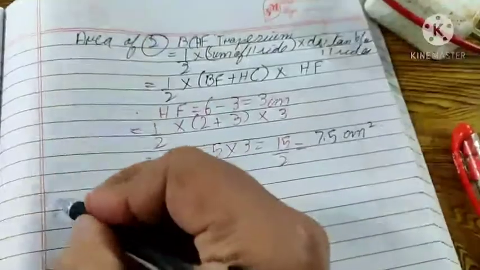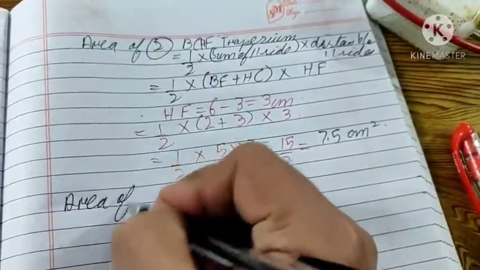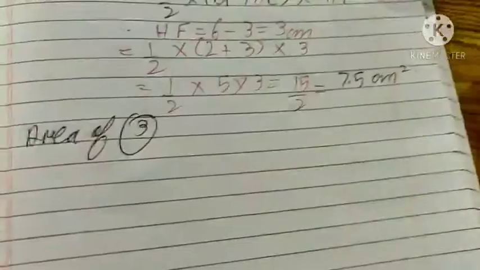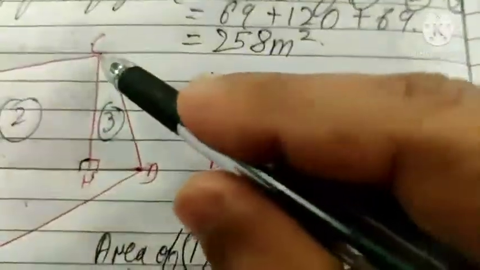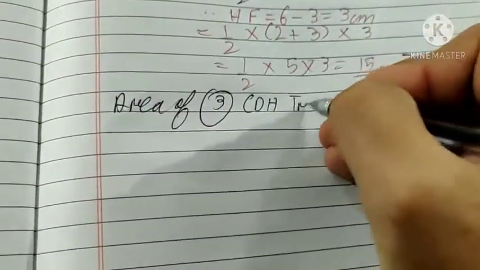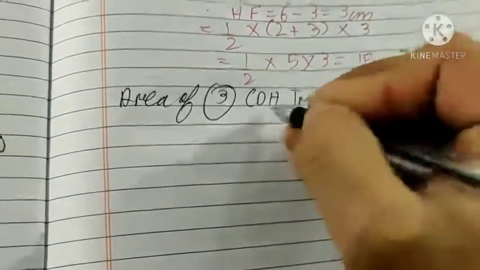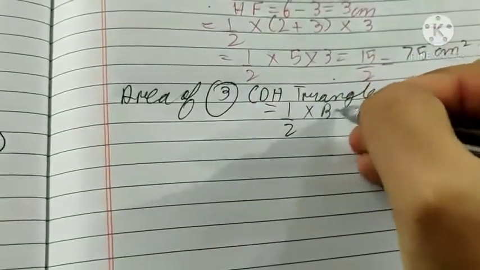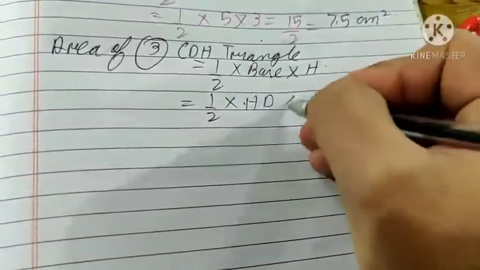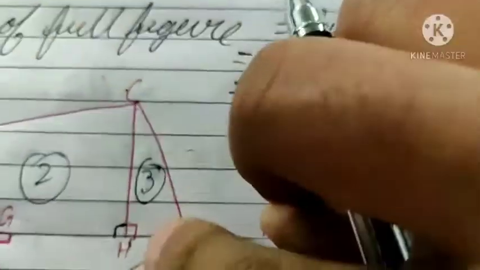Now area of 3. Area of 3, it is a triangle. Okay, this name is CDH. This is a triangle. So area of triangle is half into base into height. What is the base here? Base here is HD into height. Height here is this HC.